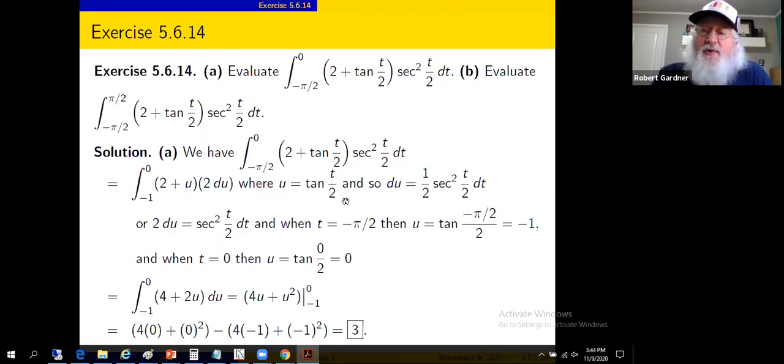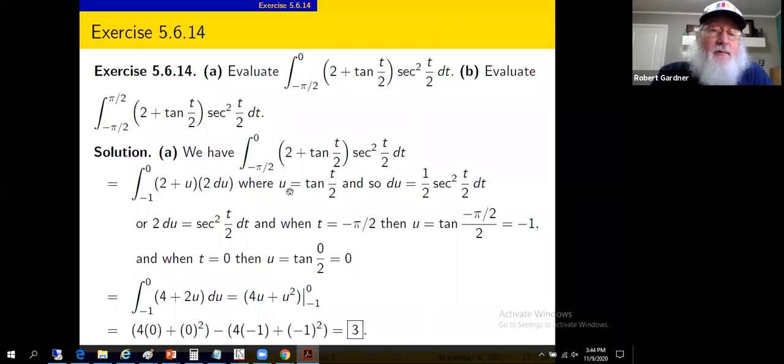It's a tangent of t over 2. So we'll have the tangent of negative pi halves over 2. That's the tangent of negative pi fourths. That's -1. I recommend you pause this video and think about these little computations. They're correct. Tangents of pi fourths or negative pi fourths, those are easy to compute. When t equals 0, the upper bound, then u equals a tangent of 0 over 2. Tangent of 0 is 0. So the new bounds will be a lower bound of -1 and an upper bound of 0.